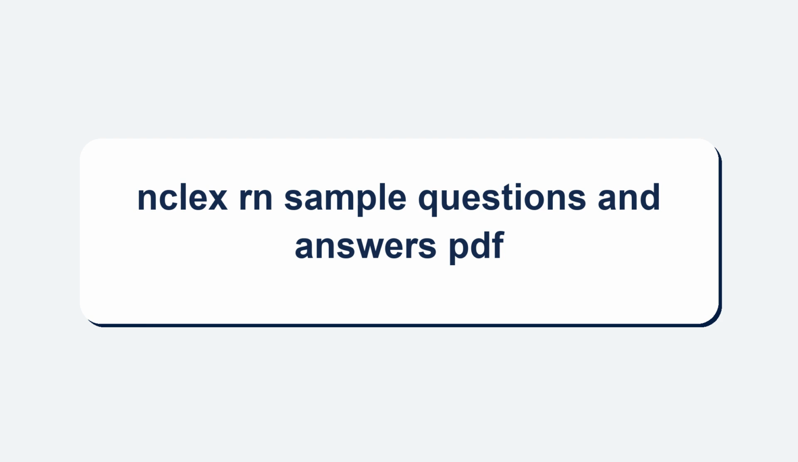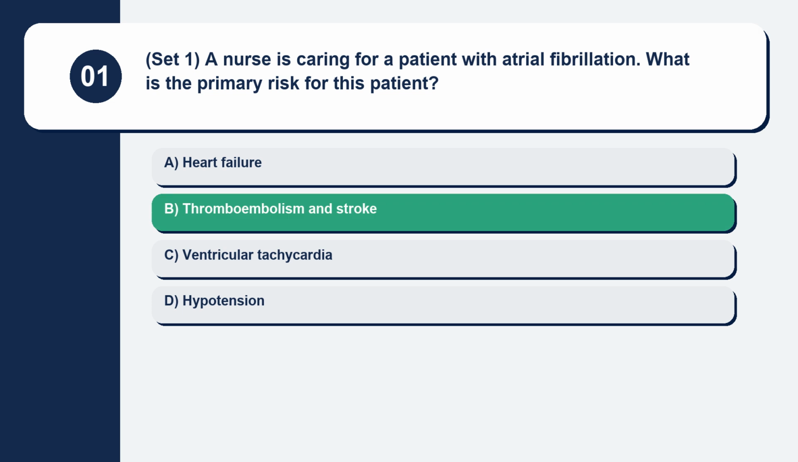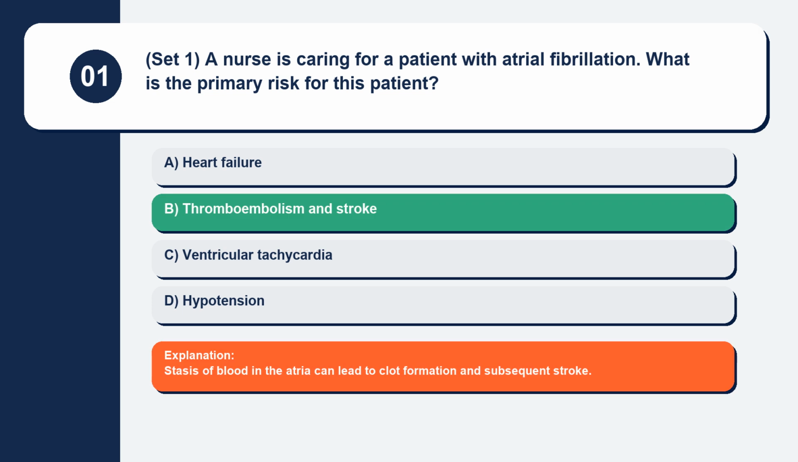NCLEX RN sample questions and answers PDF. Question 1, Set 1. A nurse is caring for a patient with atrial fibrillation. What is the primary risk for this patient? Heart failure, thromboembolism and stroke, ventricular tachycardia, hypotension. Stasis of blood in the atria can lead to clot formation and subsequent stroke.